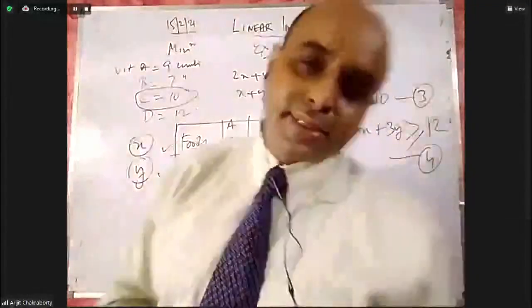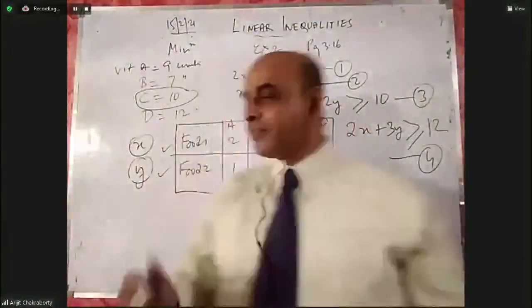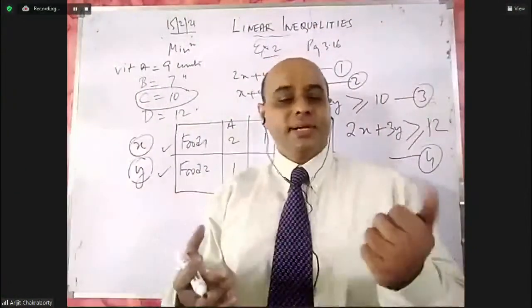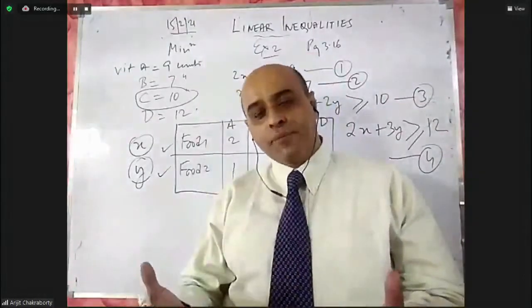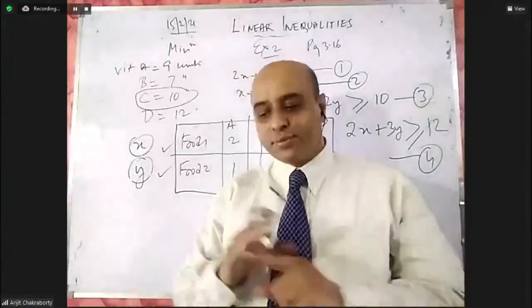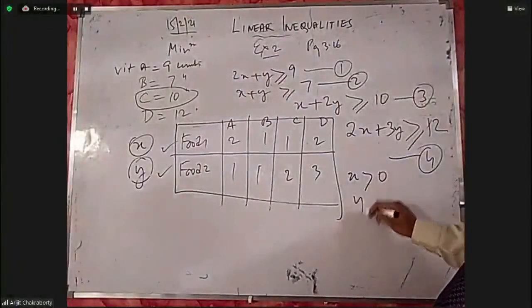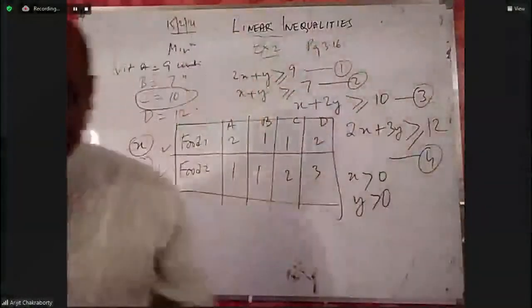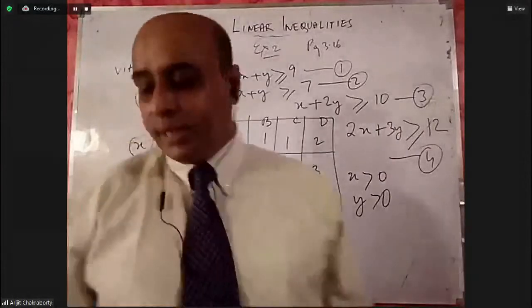Last but not the least, I don't need to tell you, you can tell me, and that is both X and Y. X is the quantity of food 1, Y is the quantity of food 2. Can they be negative? No. So it has to be positive. So X is greater than 0, Y is greater than 0. So it's a lovely question. And with that, we shall be ending our discussion on inequalities.